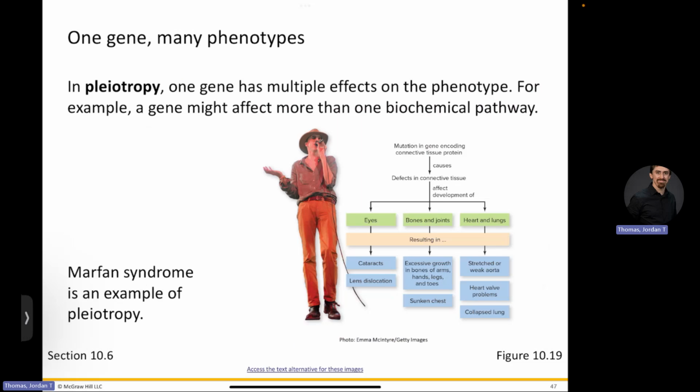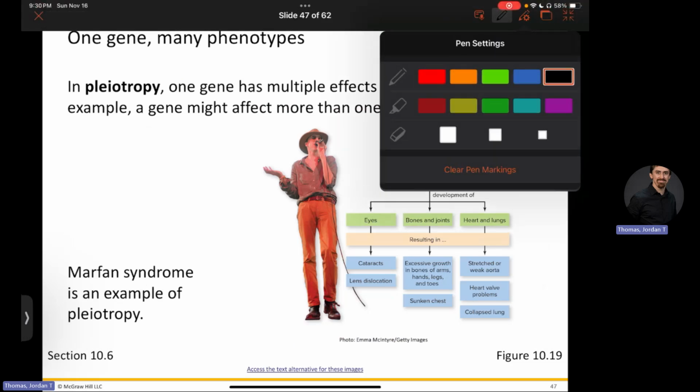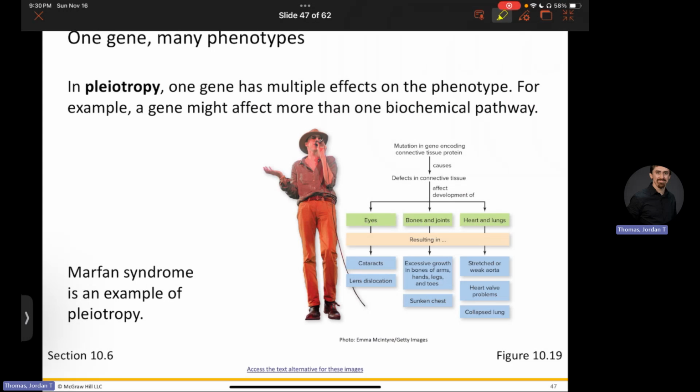One gene, many phenotypes. This is another thing that can throw off our classic Mendelian genetics. In pleiotropy, one gene has multiple effects on the phenotype. For example, a gene might affect more than one biochemical pathway. So there are some genes that can affect multiple phenotypes at once. Those genes are called pleiotropic. And this again will throw off classic genetics and classic inheritance because that one gene affects multiple things at once.